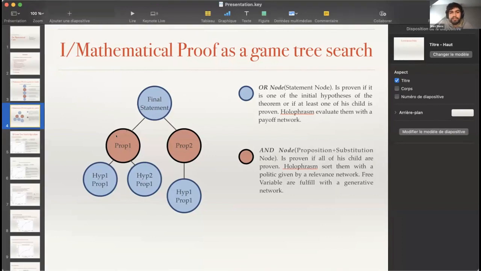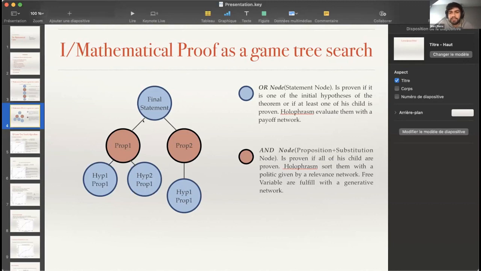AND nodes represent a proposition combined with a substitution, with a Metamath substitution. They are called AND nodes because a proposition is true if all of its children are proven, and the children of an AND node are the initial hypotheses of the proposition. AND nodes are provided with a policy given by the relevance network of Holophrasm, and substitutions are found with the generative network of Holophrasm.